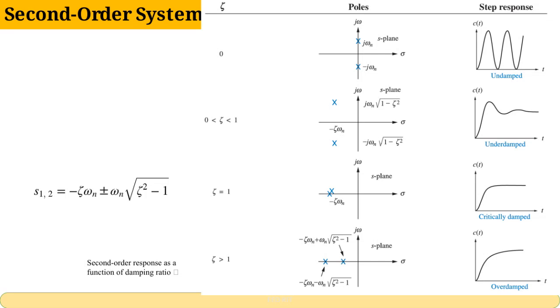On this slide, we're focusing on second-order systems, which are really important in understanding how many physical and engineering systems behave. The key concept here is the second-order response and how it varies as a function of the damping ratio. The damping ratio essentially tells us how oscillations in a system decay after a disturbance. When the damping ratio is low, the system tends to oscillate more before settling, while a higher damping ratio means the system quickly stabilizes without much overshoot.